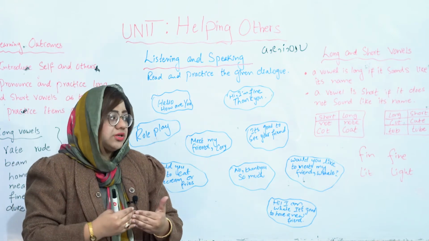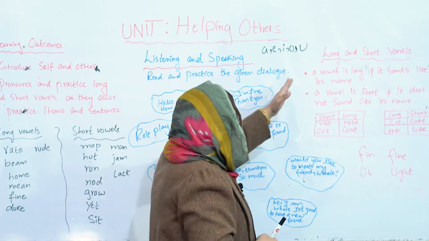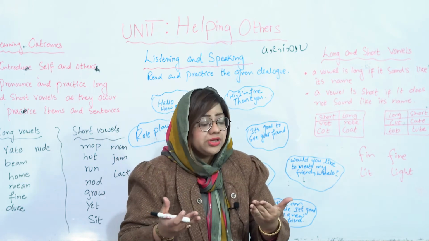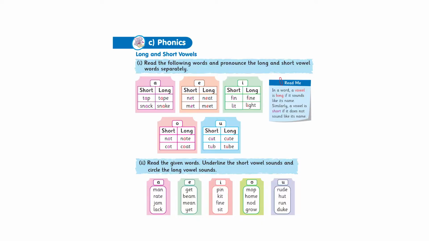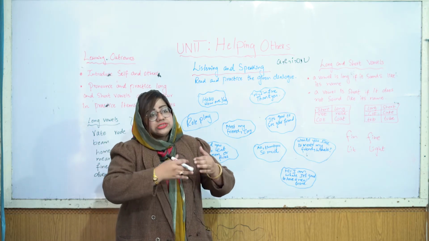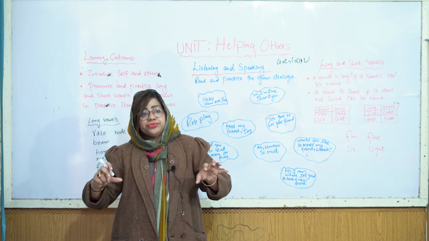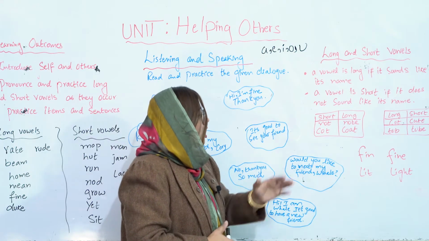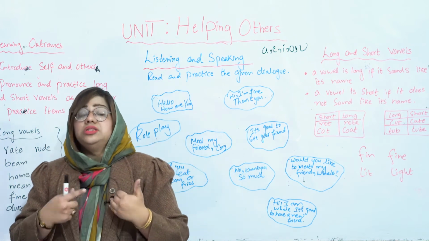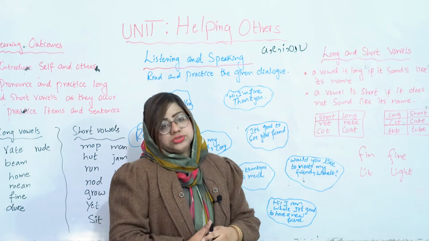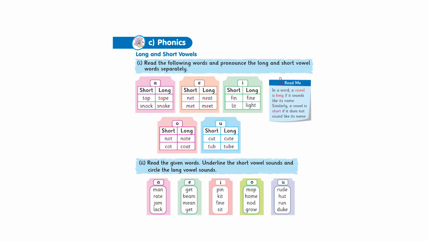That is another topic that you need to understand. What is a long vowel? A vowel is long if it sounds like its name. For example, note. For example, book. That is a long vowel that actually sounds like its name. Now move to the short vowel. A vowel is short if it does not sound like its name. For example, let's have a look at the concept board. That is not. That is caught. That is a short vowel.